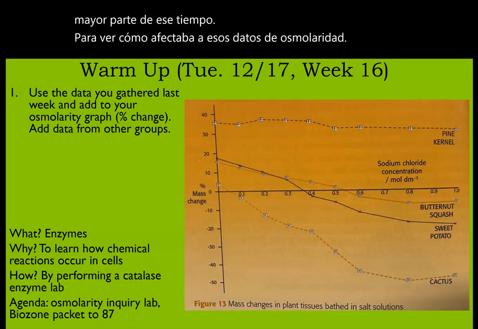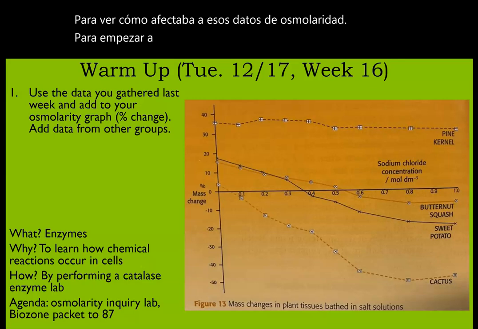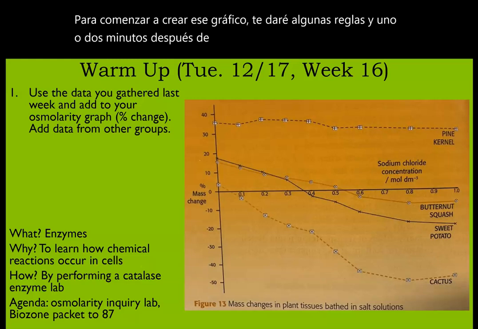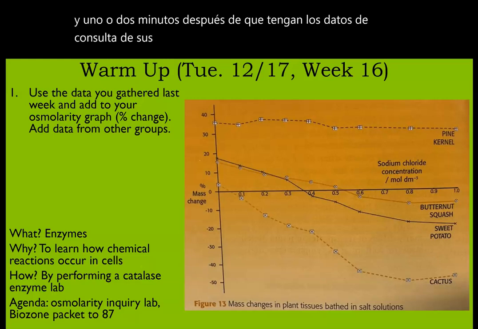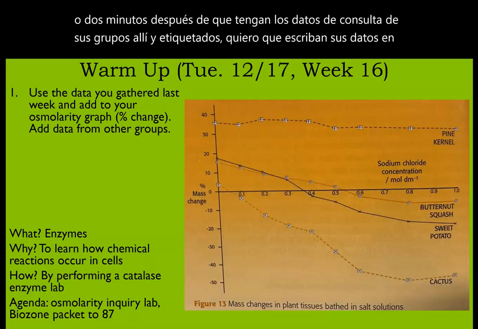So to start creating that graph, I'll hand you out some rulers. In a minute or two, after you have your group's inquiry data on there and labeled, I want you to come write your data up on the board so everybody else can look at it and then graph it on their paper.